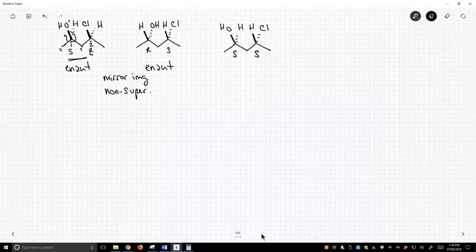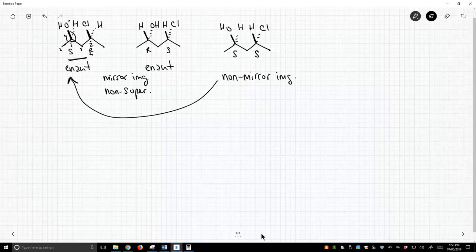As it turns out, if you change at least one stereocenter, but not all of them, and we change one of two, these will not be mirror images. So this is a non-mirror image of that compound. However, it's non-superimposable because we have changed the stereocenter. Molecules that are non-mirror images and non-superimposable are called diastereomers.